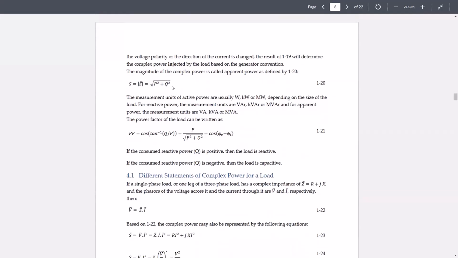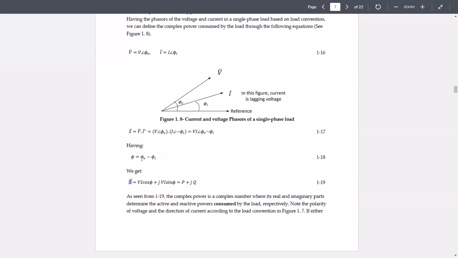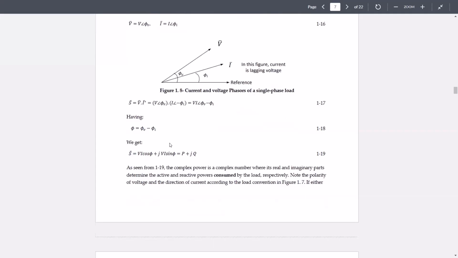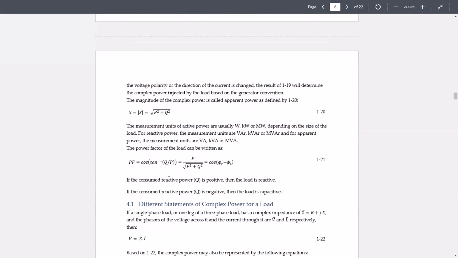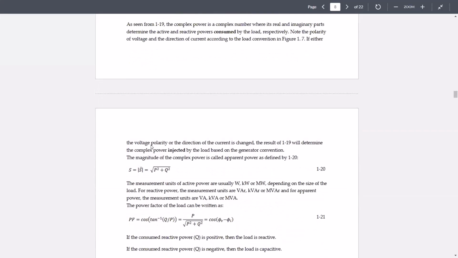square root of P squared plus Q squared. And we have this angle called the power factor angle. Phi V minus phi I is called the power factor angle. And the cosine of phi would be called power factor. Yes, power factor would be the cosine of that angle.